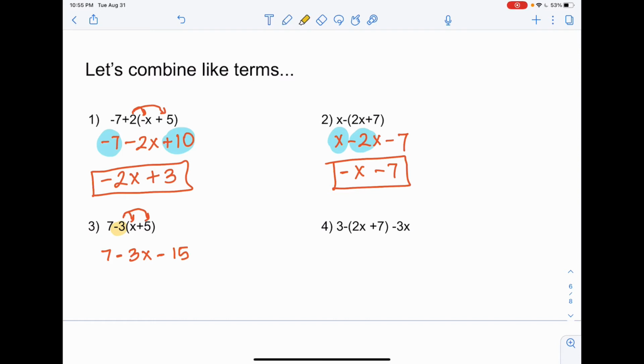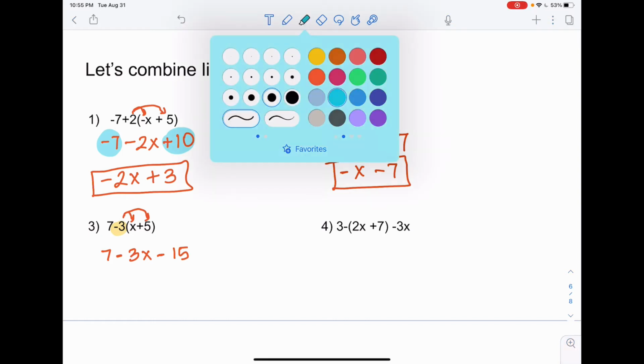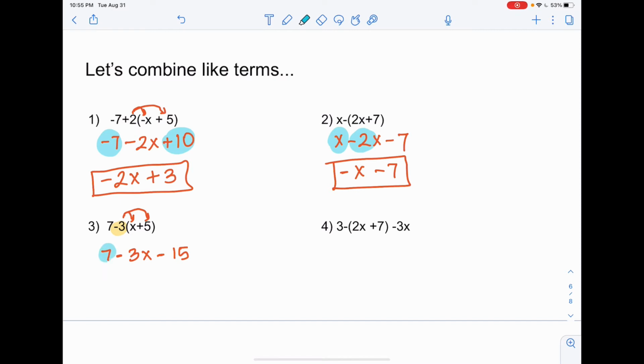Let's identify our like terms. We have constant 7 and we have constant negative 15. When you combine like terms, you will have negative 3x minus 8, because 7 plus negative 15 is negative 8.